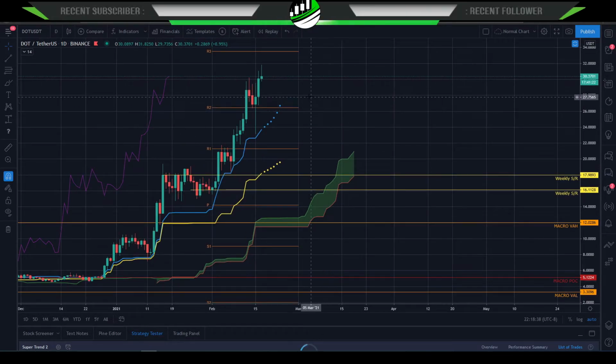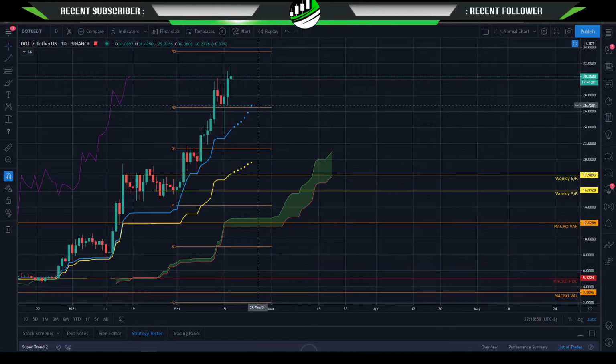But it looks really good. So if you're in DOT, nice job. You're really far away from your Tenkan and your Kijun, so you want to see momentum continue here. If you start to get a longer consolidation, then we can revisit and see what's going on. But for now, it looks really good.